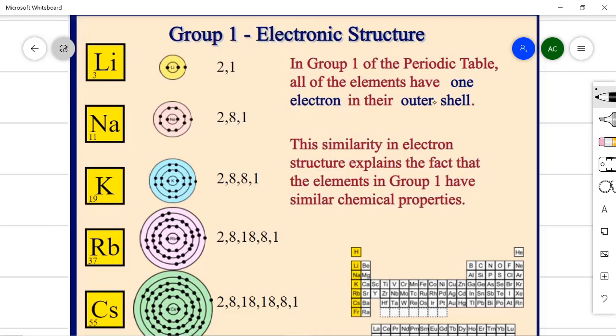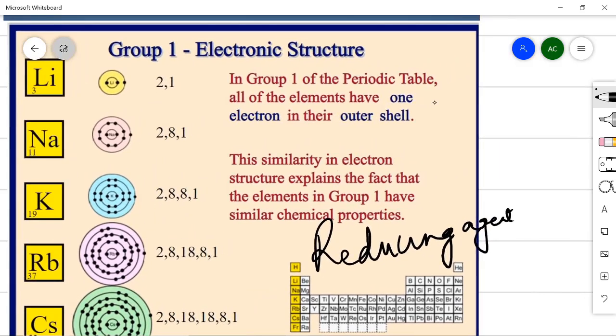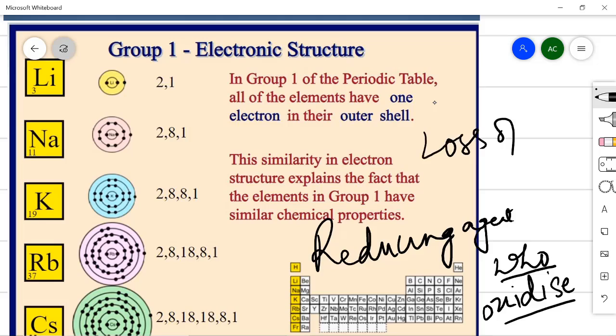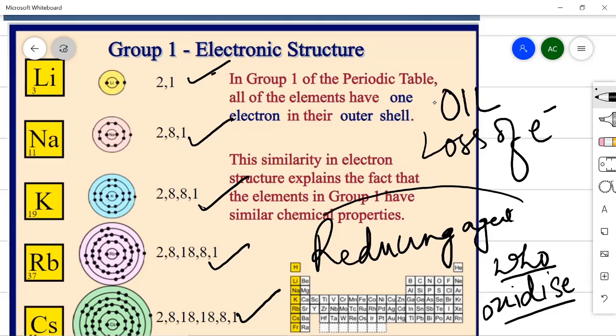The properties are, they are good reducing agents. Now, what do you understand by reducing agent? We have already explained that. Those that get oxidized are reducing agents, and oxidation means loss of electrons. Oxidation is loss of electrons. These elements lose electrons very easily, so they are good reducing agents because they show oxidation.